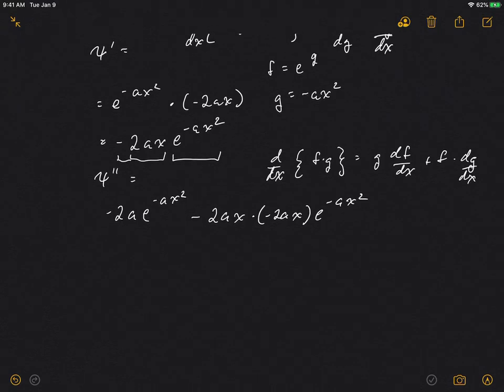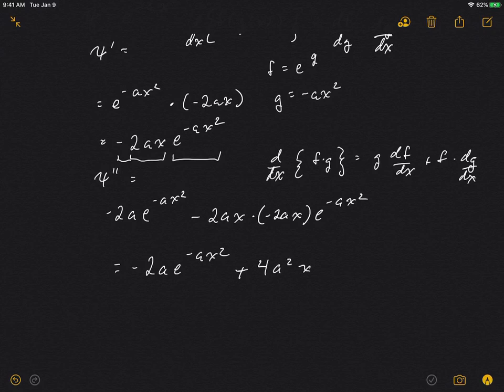So then multiplying those signs together, first of all, let's bring forward minus 2a e to the minus a x squared. Then essentially we take minus 2ax and we square it. And so that's going to give you plus 4a squared x squared e to the minus a x squared.